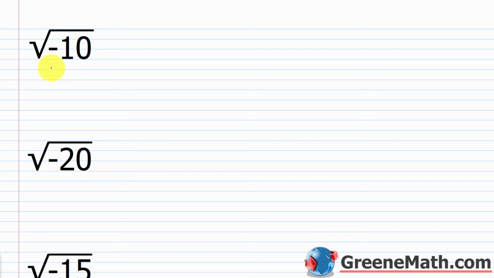All right, let's just look at a few practice problems, just get our feet wet here. So let's suppose you see the square root of -10. So what we're going to do is we're going to break this up into the square root of -1 times the square root of 10.